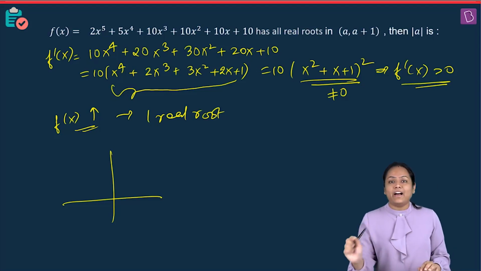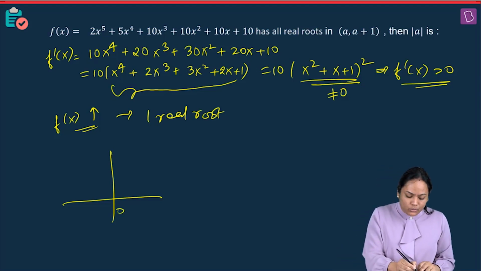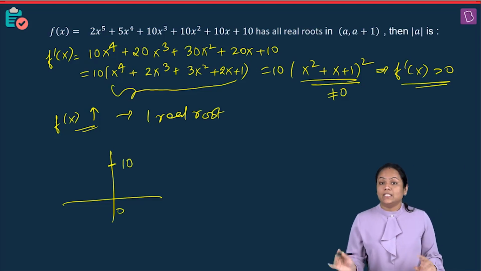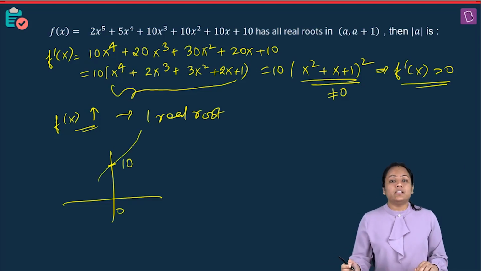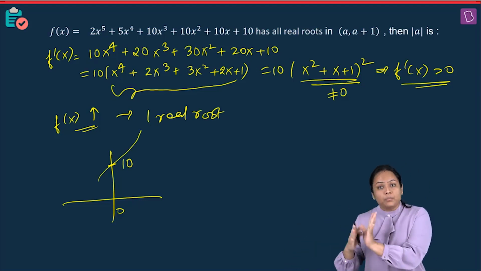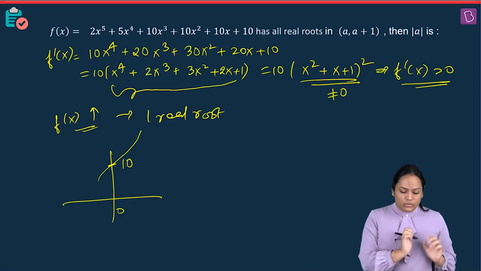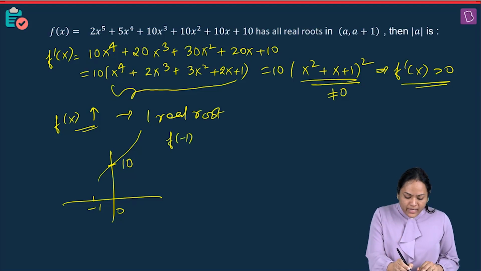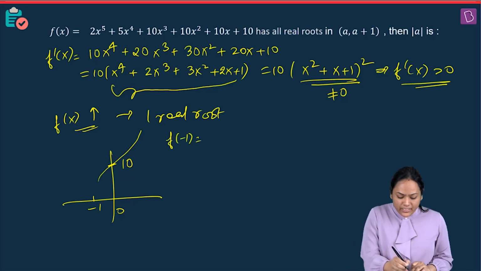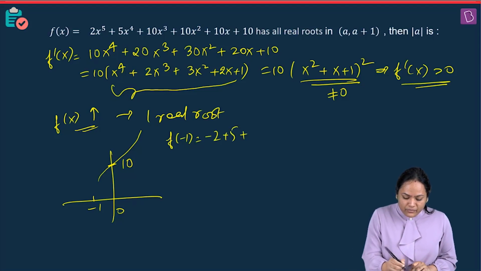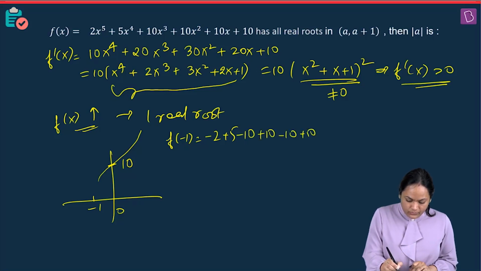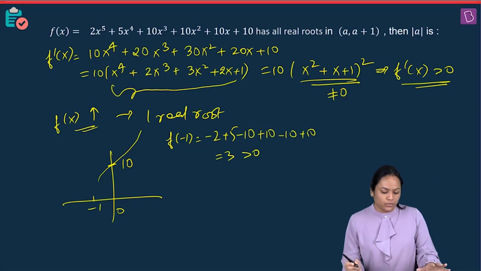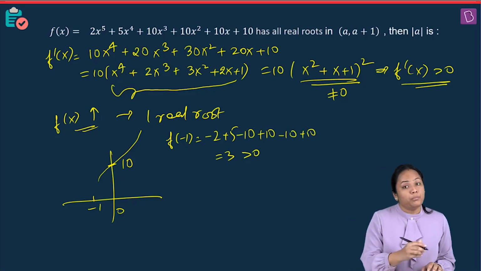So if I have my f(x), I can clearly say that at 0, the value of f is 10. That means it has to go increasing after this. It cannot be 0 in the positive x-axis part. Then coming on to the negative x-axis part, I'll find the value of function at minus 1. So my f of minus 1 is what? Let's find that value. So it's minus 2 plus 5. Then I have minus 10 plus 10 minus 10 plus 10, which is equal to 3, definitely greater than 0. So at minus 1, it will be positive, right? Perfect. It will go somewhat like this.